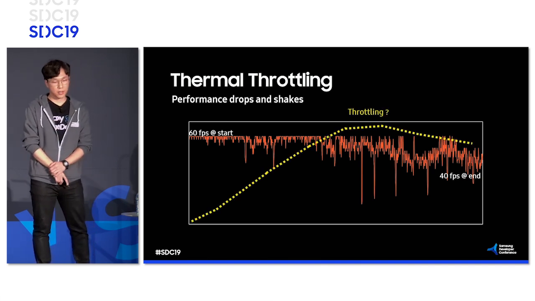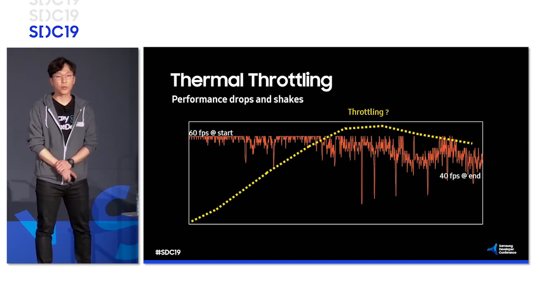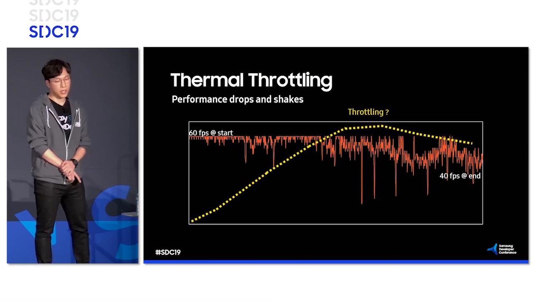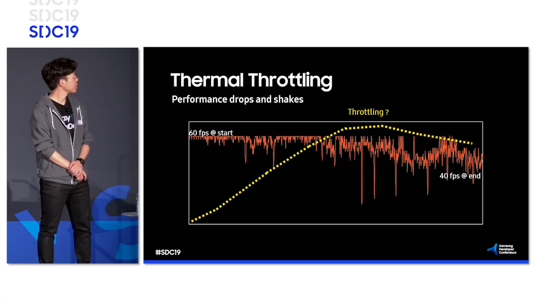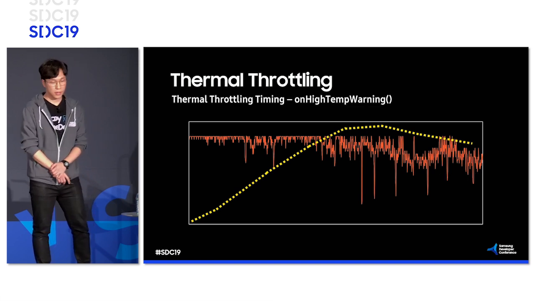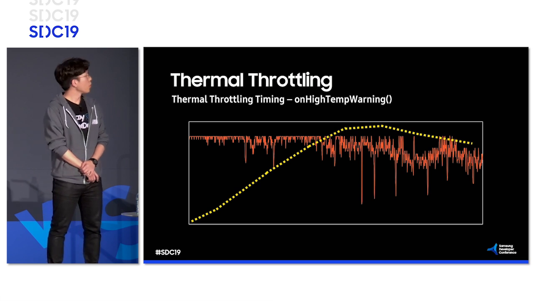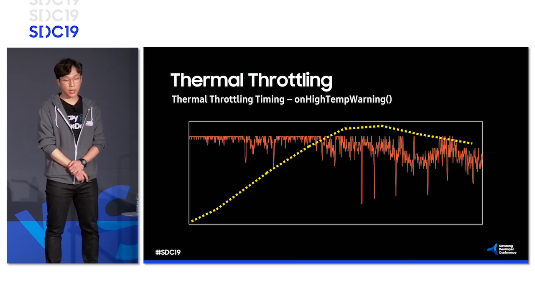If you know the thermal throttling timing, then you can do something to avoid this problem. But developers cannot know the thermal throttling timing, so they cannot do anything. With GameSDK, you can detect the thermal throttling timing. The onHighTempWarning API is a listener function. With this API, you can detect the thermal throttling timing through the warning level.